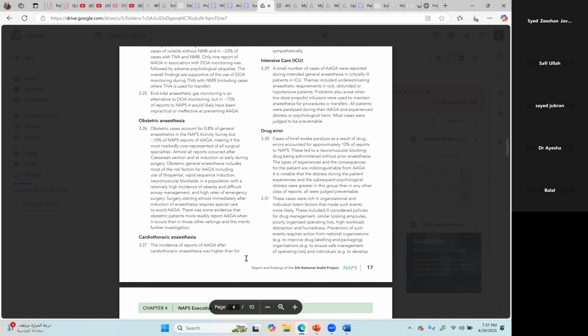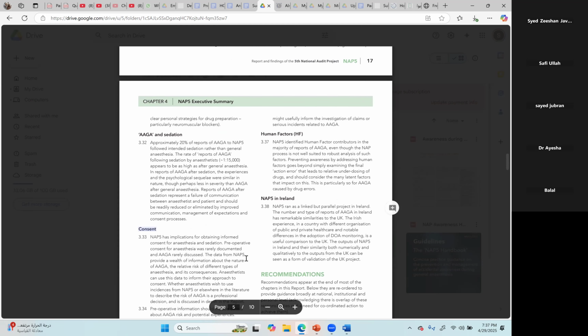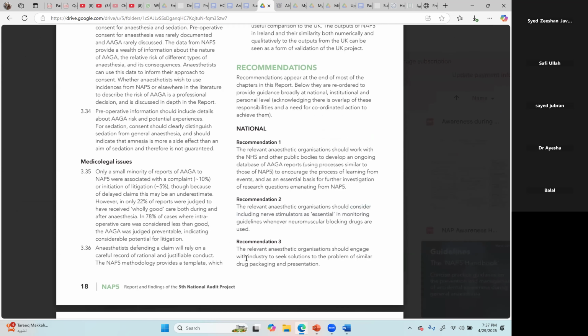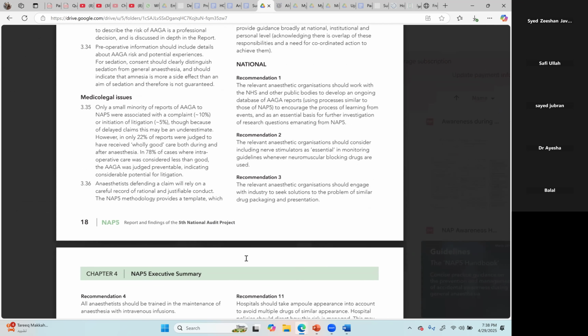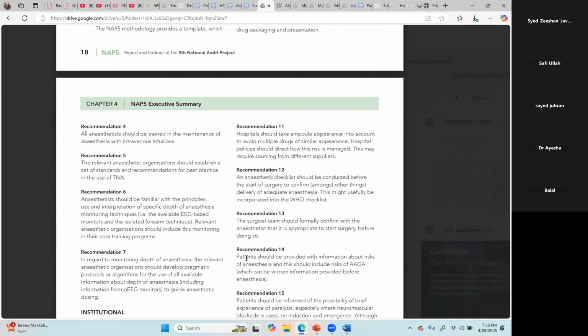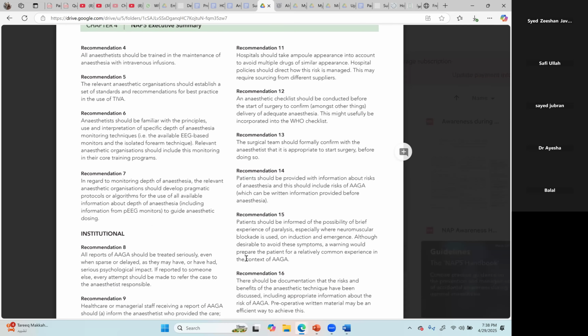In ICU, drug error, obstetric anesthesia, cardiothoracic anesthesia, human factors. You can have recommendations, okay? So the recommendations tell you what you should be doing. Nerve stimulators are essential in monitoring guidelines whenever neuromuscular blocking drugs are used. Then they say to engage with the industry to seek solutions to the problem of similar drug packaging and presentation, if you have drug errors. Then all anesthetists should be trained in the maintenance of anesthesia with intravenous infusions, TIVA. The relevant bodies should establish a set of standards and recommendations for best practice in using TIVA.